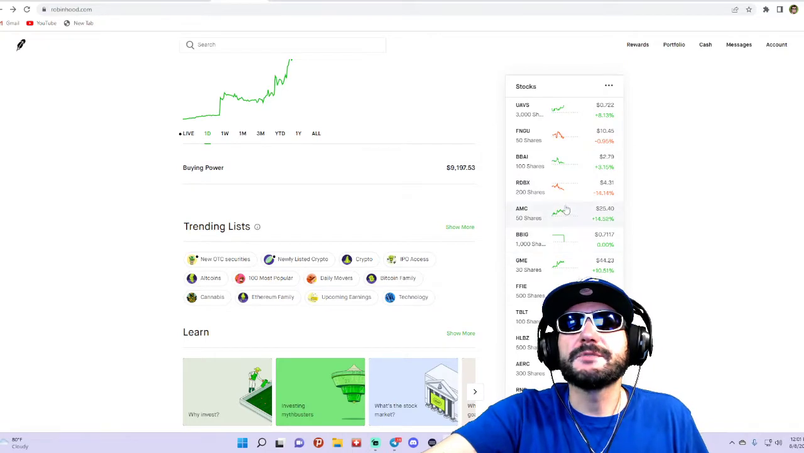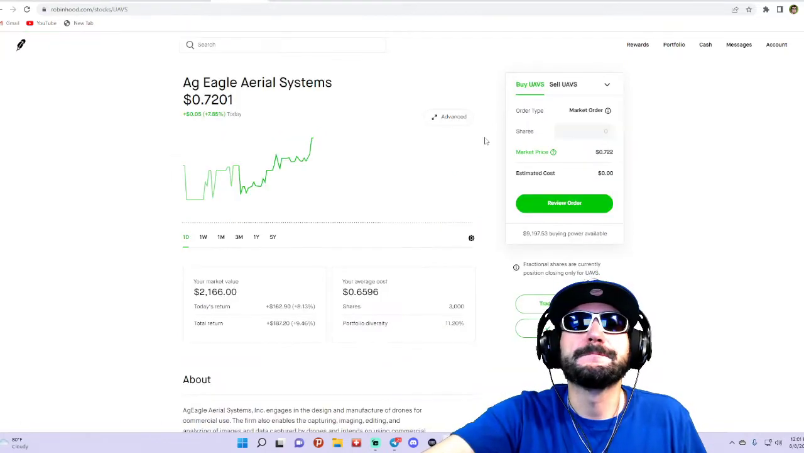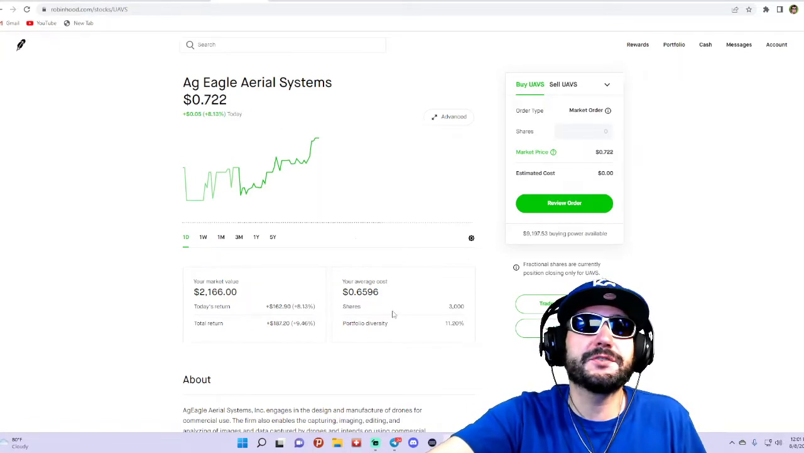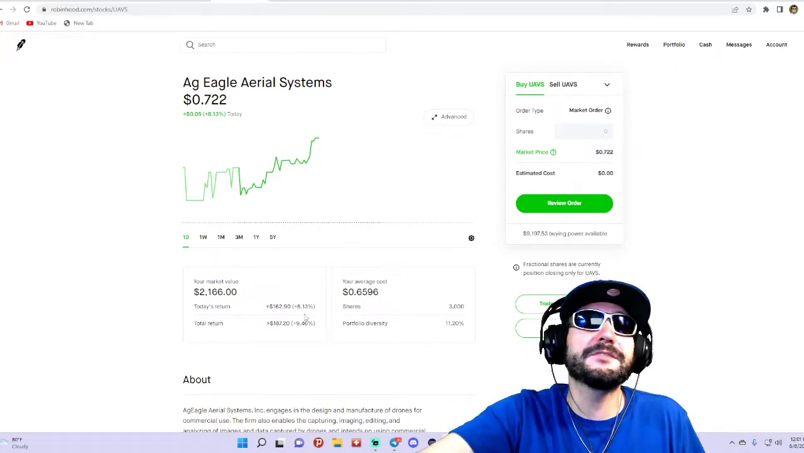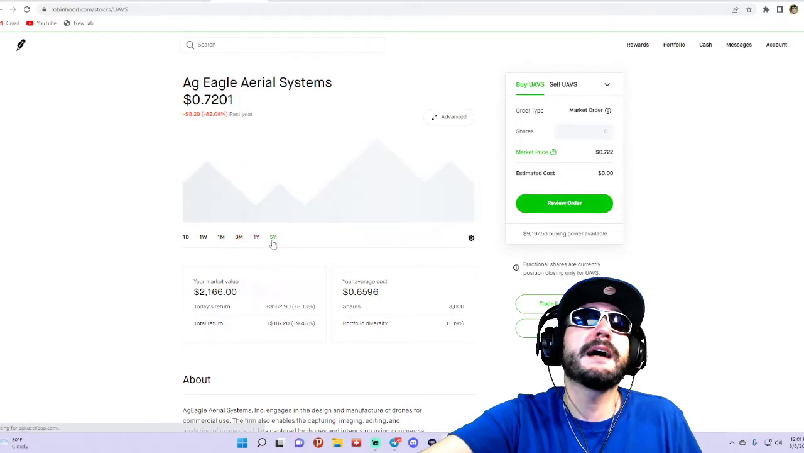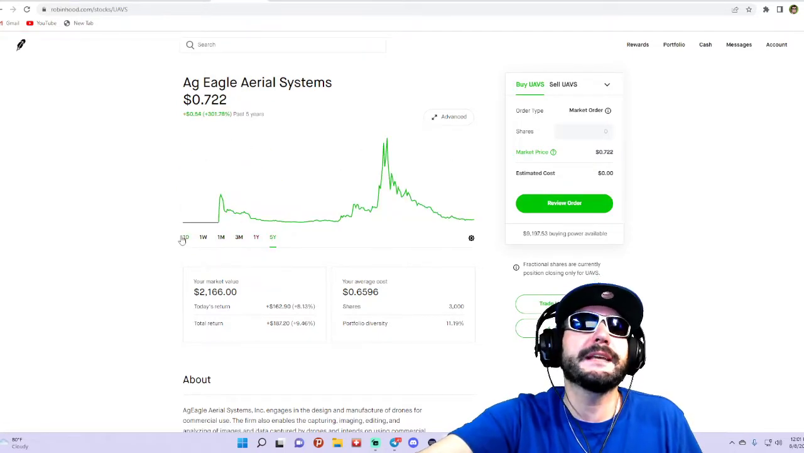But yeah, so I got some trades here that I've opened up. Like I said, I got UAVS. This I could actually close out today because I made this trade on Friday, and today's Monday. So Friday, I bought about $2,000 worth of shares here at 65 cents, almost 66 cents, and it is now at 72 cents. So this would be good for me to get out.